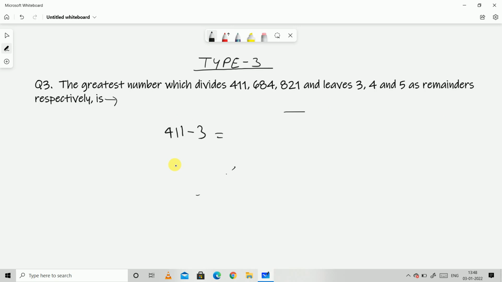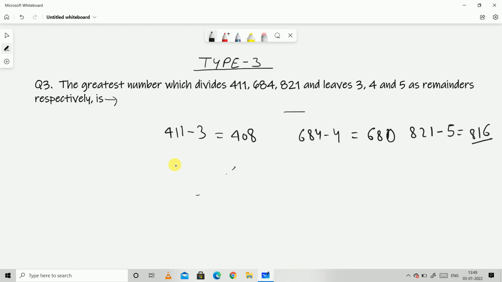So I subtract 3 from 411, so I'll get 408. Then from 684, if I subtract 3, I'll get 681. Sorry, not 3 but 4, I have to subtract the respective remainders. So 684, the respective remainder is 4 in this case, so you'll subtract 4, and it will come out to be 680. And from 821, I'll subtract 5, so I'll get 816.